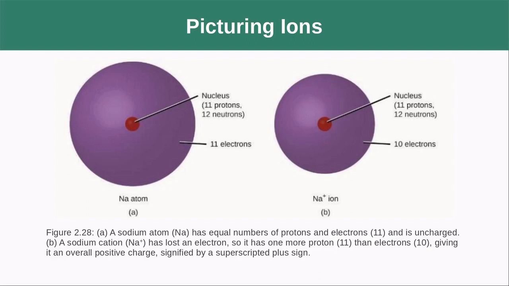If we picture this, we have a sodium atom here. It has 11 electrons. When we remove one, it actually gets smaller. The radius decreases. We get 10 electrons, and it winds up getting this positive charge here because it's lost that negative electron.